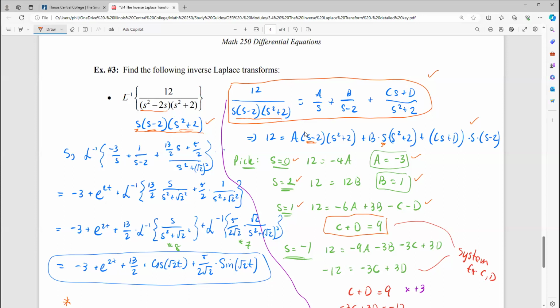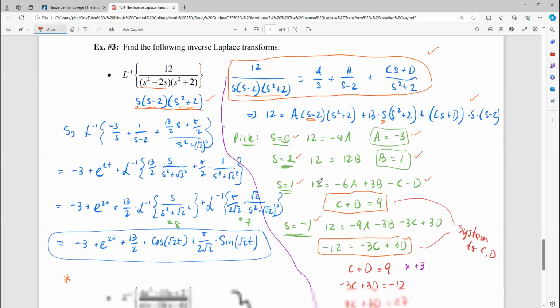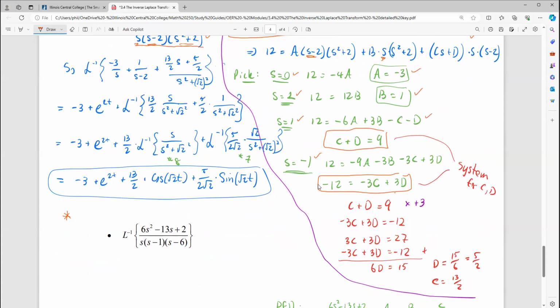So what I need to do is plug in another number. Again, the next easiest number I'm choosing to use is S equals minus 1. If I plug in S equals minus 1, I basically get another equation for C and D. At that point, we have a little system of equations for C and D. If you solve it, we get a solution for C and D.